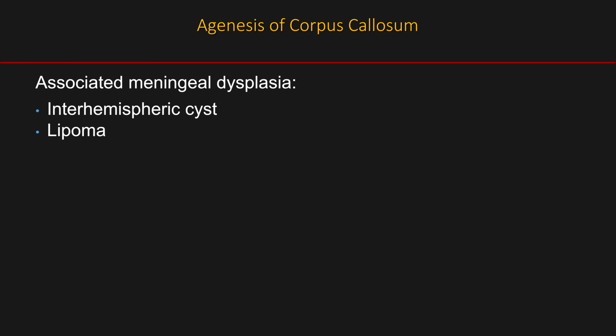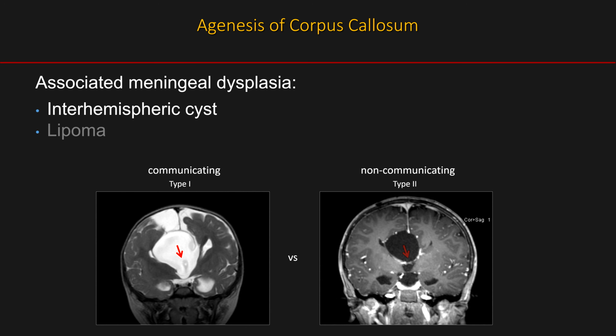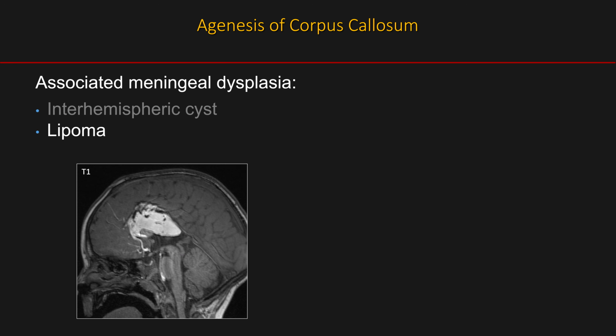Other associations they can ask you about are the higher association with interhemispheric fissure cyst as well as pericallosal lipoma. This is an interhemispheric fissure cyst. There are 2 types. If there's a communication between the cyst itself and the third ventricle, in other words, a large diverticulum, that's type 1. On the other hand, if the interhemispheric fissure cyst does not communicate with the third ventricle, you can see there's separation. That is type 2 cyst.